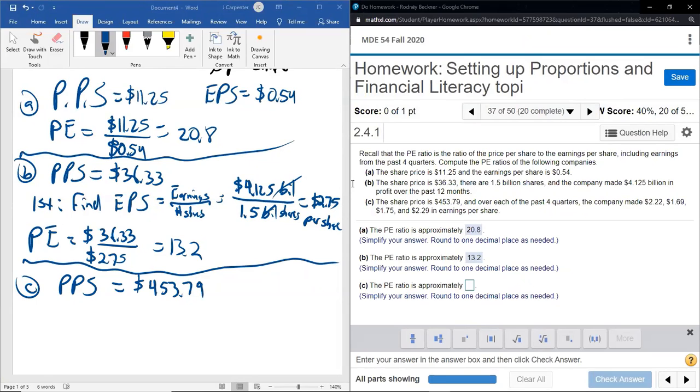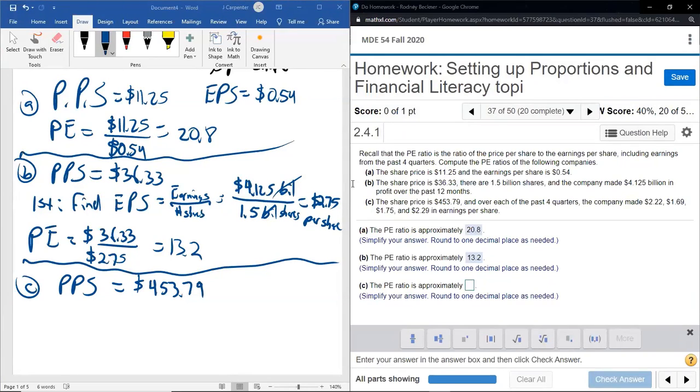So over each of the past 4 quarters. For the first 3 months, say, and it doesn't have to be January, February, and March, but let's just say it is. So January, February, March, they made $2.22 per share. April, May, June, $1.69 per share. July, August, September, $1.75 per share. And then October, November, December, $2.29 per share.